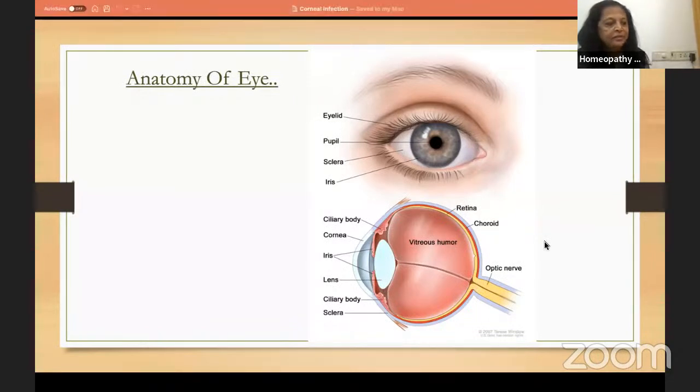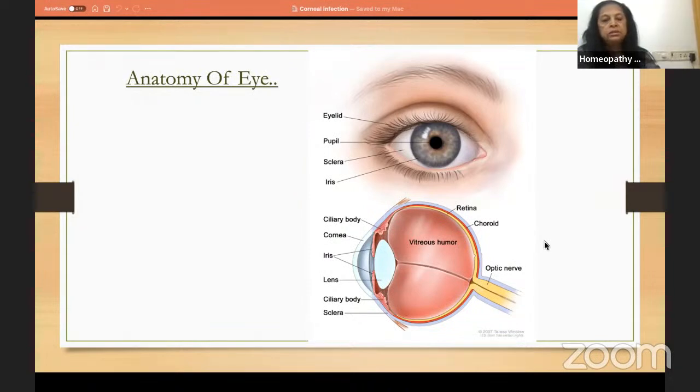Good evening, everyone. So today's topic is about the cornea. And in cornea also, we are going to talk about corneal infection. Before talking about cornea, we should know exactly where the cornea is situated and how it looks.